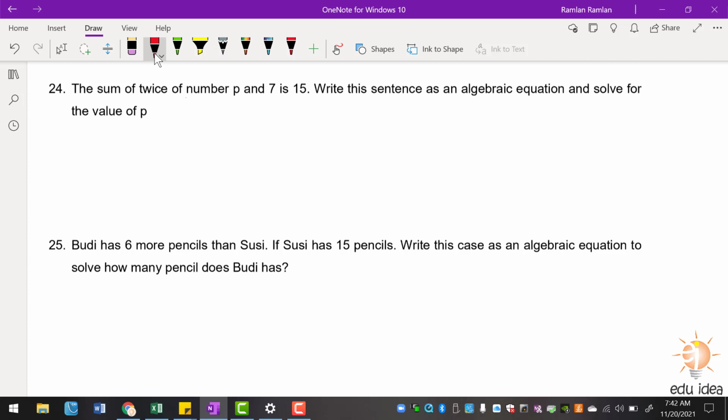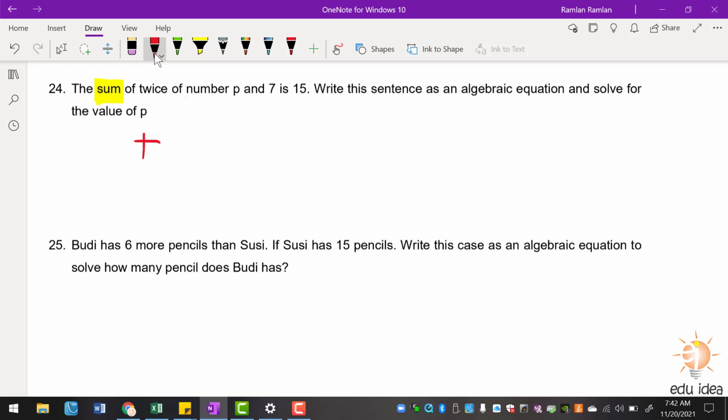Okay, so every time you have a word problem, the easiest way to do this is to analyze sentence by sentence and then find keywords which represent the arithmetic operation. So I'm going to start with the first sentence. The first sentence is the sum of twice of a number p and 7 is 15. The keyword for the arithmetic operation is this one over here, the sum, right? So sum means that you are adding, right?